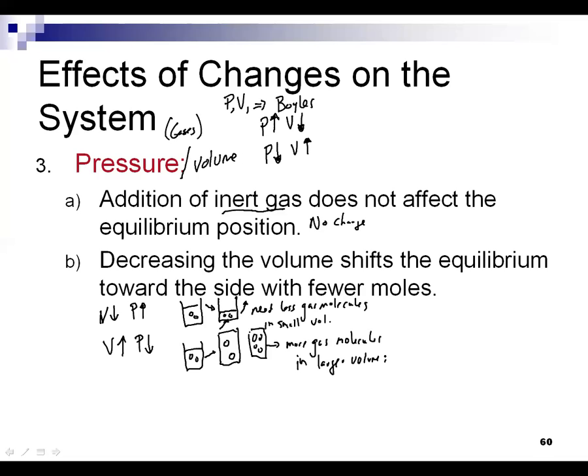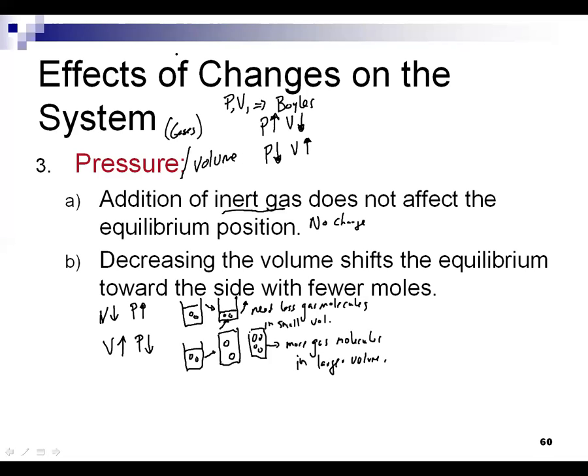Personally, the way I usually remember it is, since pressure and volume are related to each other, I just think about it in terms of the volume. If my volume got smaller, I need fewer gas molecules. If my volume got bigger, I need more gas molecules to fill it. That's a good way to think about it, and it usually will get you to the right answer. Like I said, this is not a for-sure left or right situation. It depends on the actual reaction or equation that you're looking at.